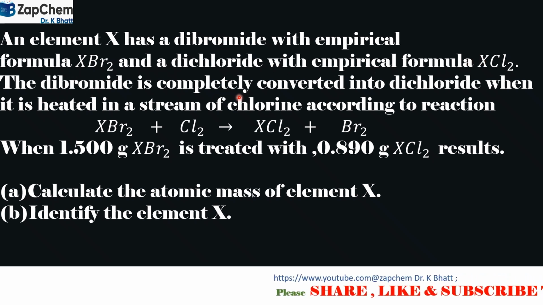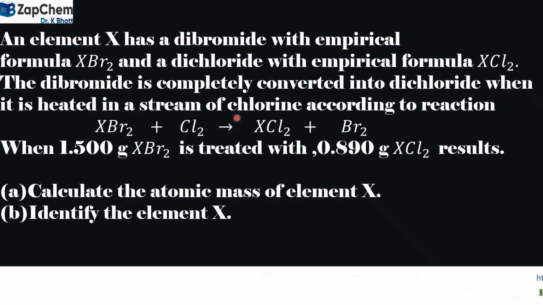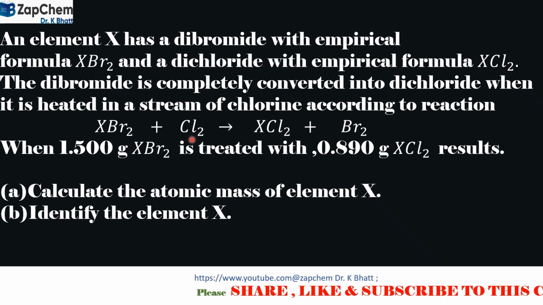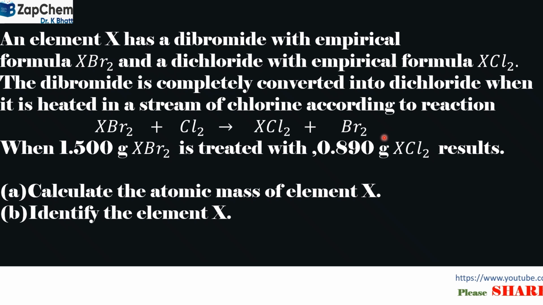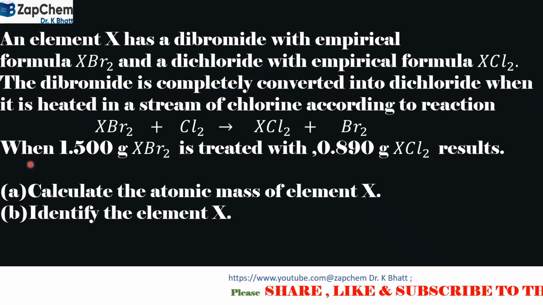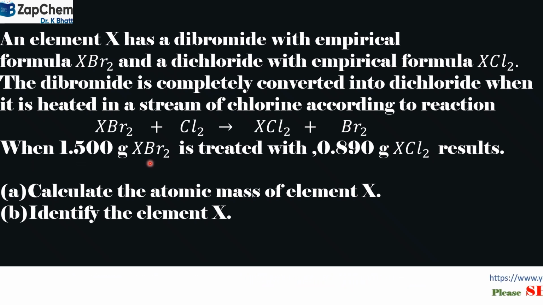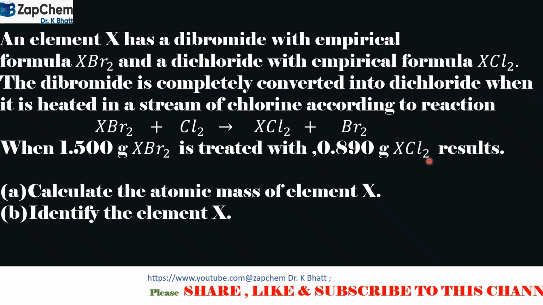The dibromide is completely converted into dichloride when it is heated in a stream of chlorine according to the reaction. This reaction is also given here: XBr2 reacts with chlorine, forms XCl2, and bromine is given out. Certain information is also provided. Data results are given: when 1.500 grams of XBr2 is treated, we get 0.890 grams of XCl2.